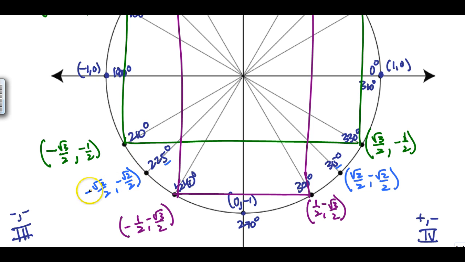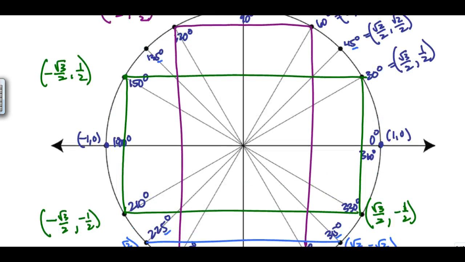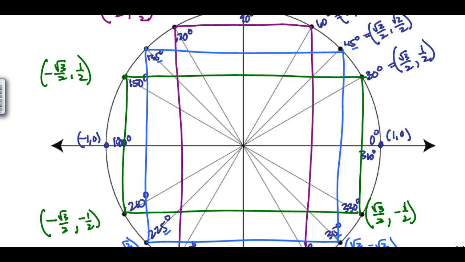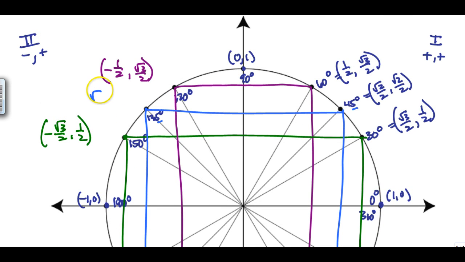So for 225, both the cosine and the sine will be negative, and those are going to get connected as well. And then we connect that to 45 in quadrant 1 and 135 in quadrant 2. So the last one we need to fill in is square root of 2 over 2 and square root of 2 over 2 for 135, making sure that the x value is indeed negative.